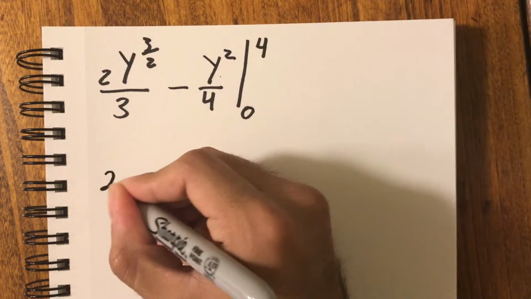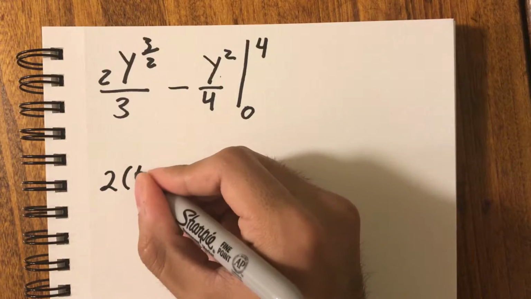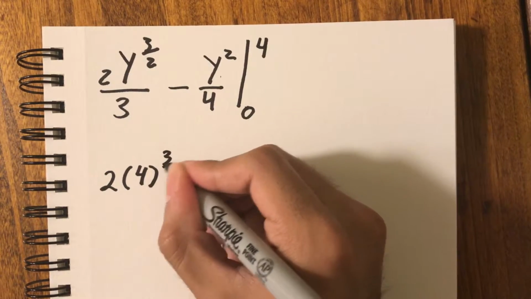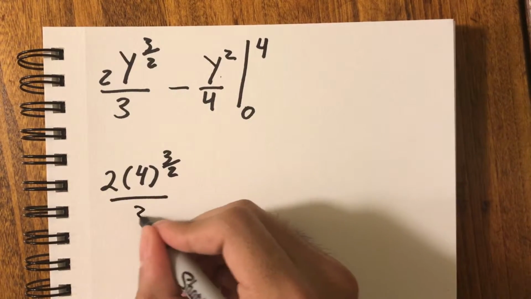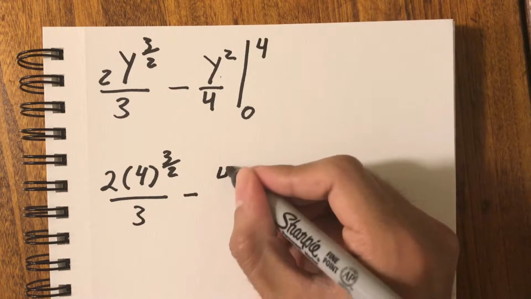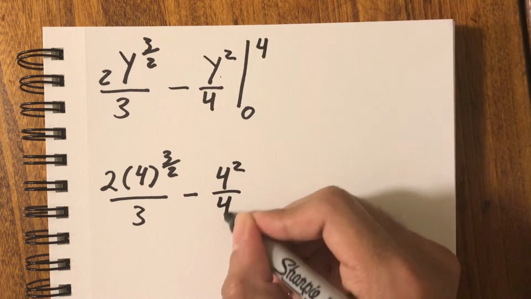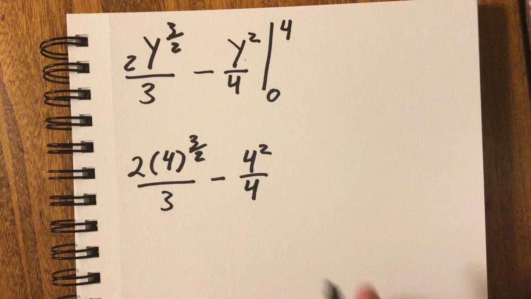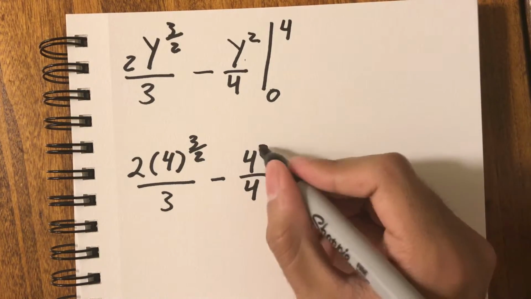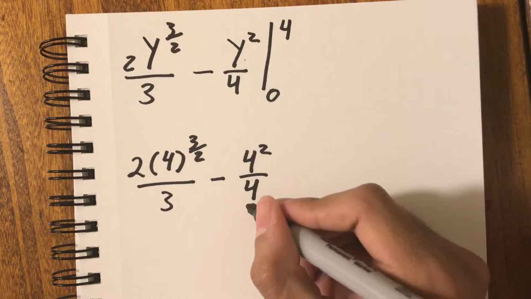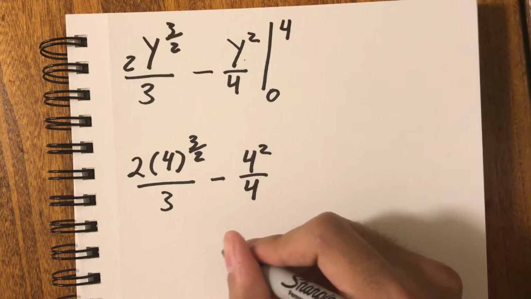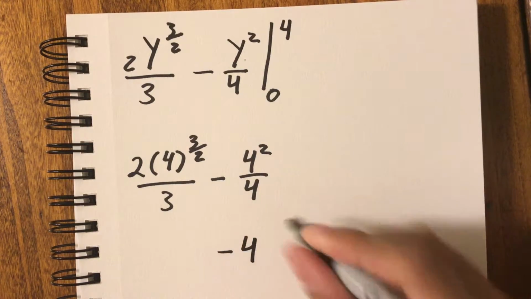So let's do this. 2 times 4 to the 3/2 over 3 minus 4 squared over 4. And we know what this is. It's obviously 16 divided by 4, so that's going to give us 4. So we have minus 4.